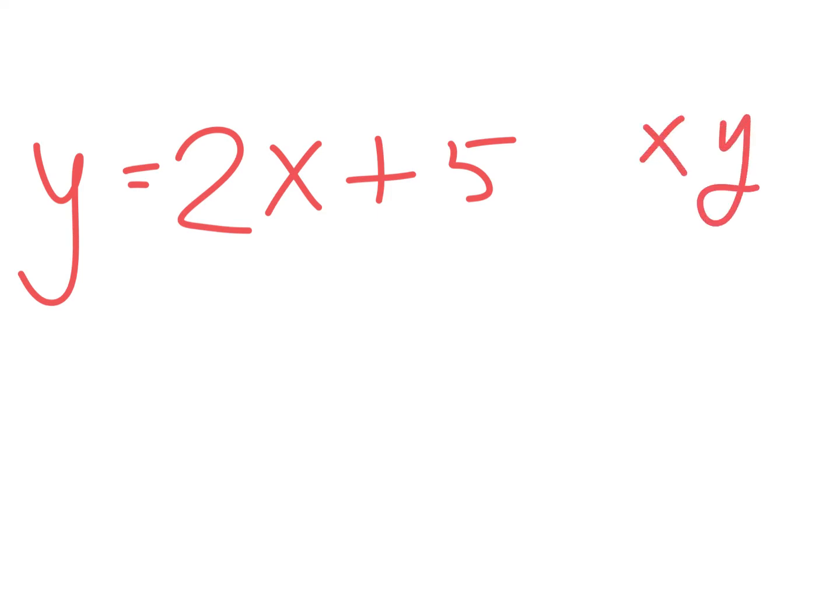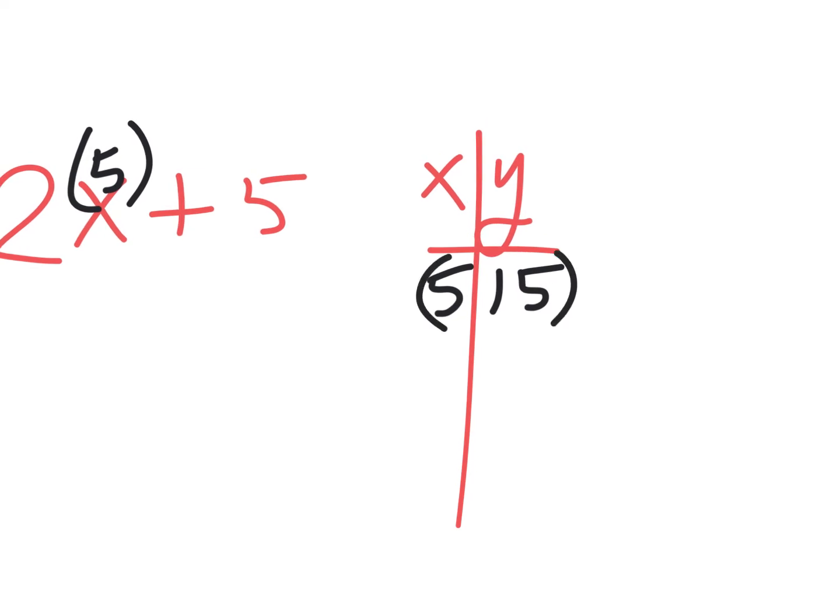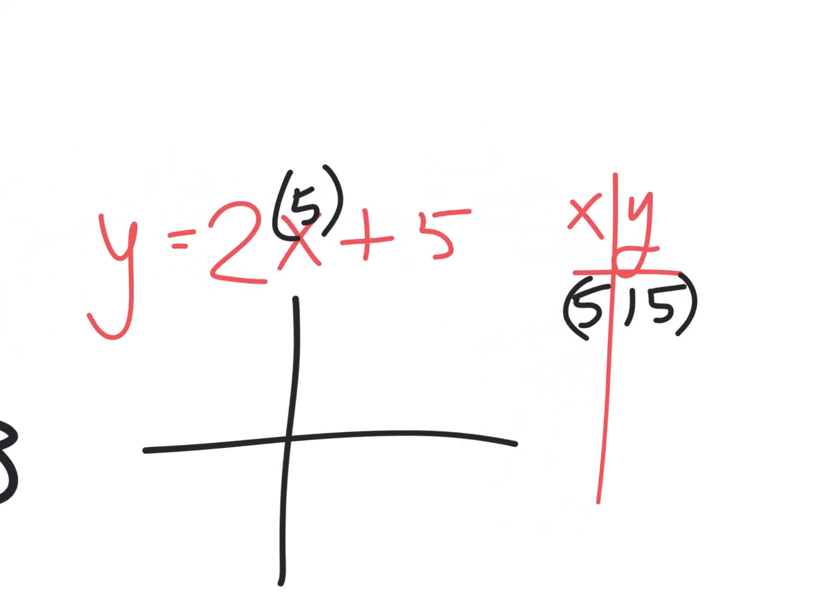I'm making an XY chart here, and these are points. This is something that you really need to know how to do. If I give you an equation or a function, you're supposed to be able to tell me a whole bunch of points that are on it. So like if I stick in that x is 5, then do you get 15? Cool.